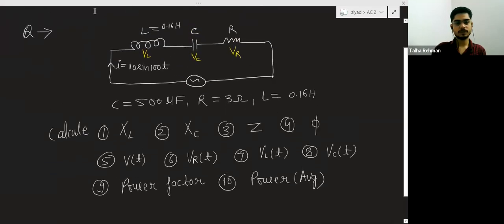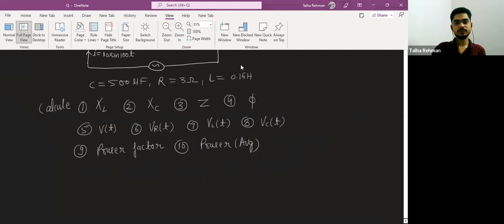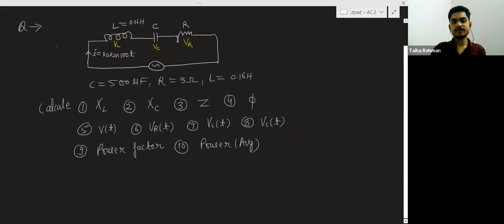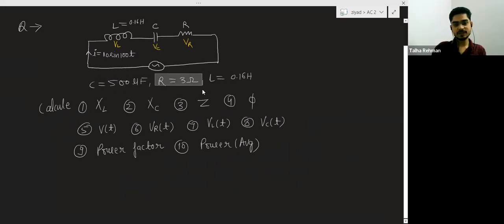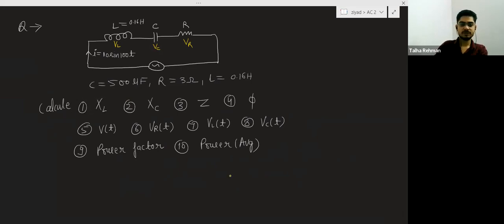This is the question. In this question, a series LCR circuit is given and the equation of the current is given. Capacitance is 500 microfarad, resistance is 3 ohm, and inductance of 0.16 Henry is given. So this is the condition given, and they are asking to calculate number one, XL. There are 10 parts given, so one by one we will solve the parts.